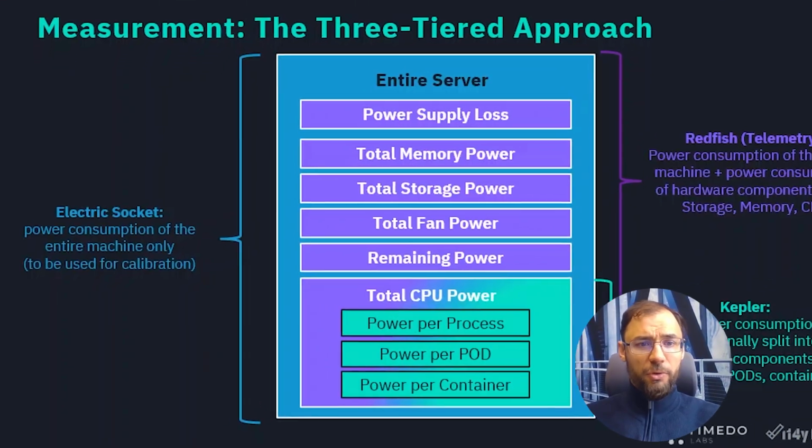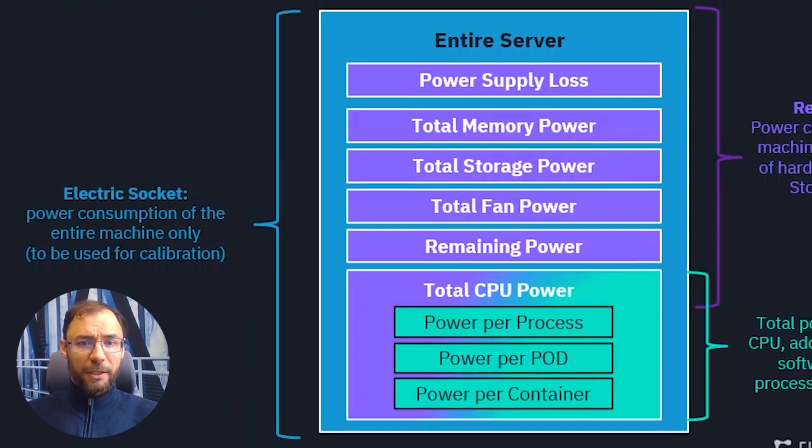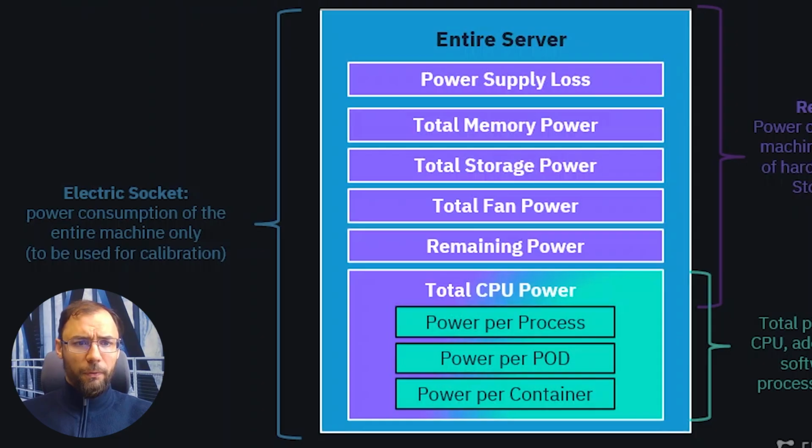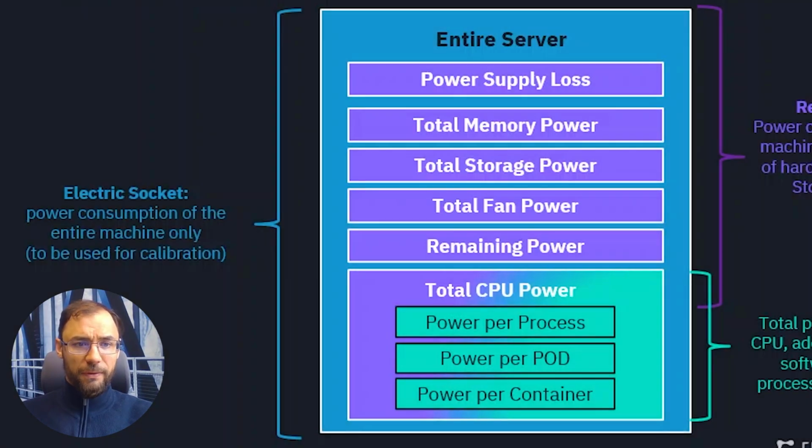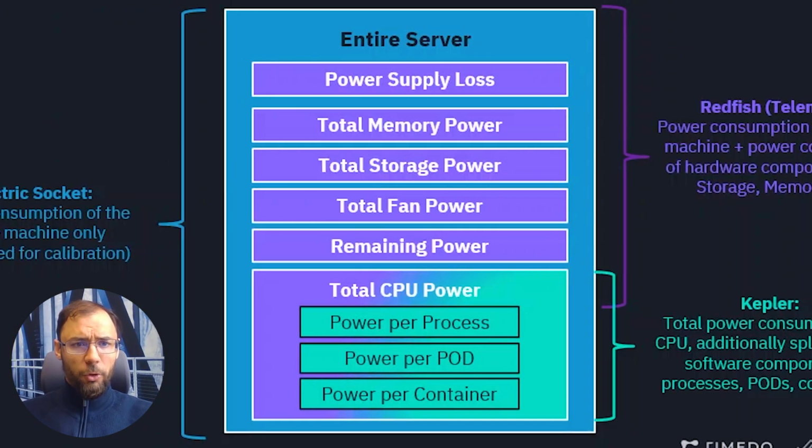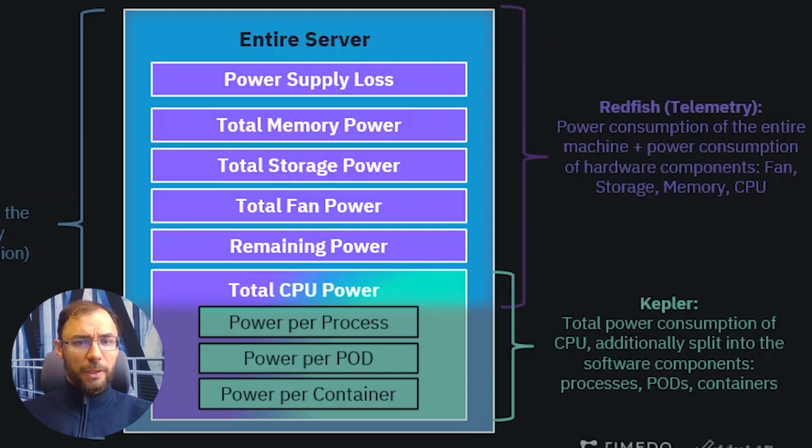For reliable evaluation of the power consumption of Open RAN VNFs, we followed a three-tiered approach. First, we use direct power measurements from the electric socket to have a ground truth, which can be used to calibrate Redfish. Second, we go beyond a single value of the total server power consumption. By using properly calibrated Redfish telemetry, we can evaluate the power consumption of individual hardware components of the server, like power supply loss, memory, or fan power.